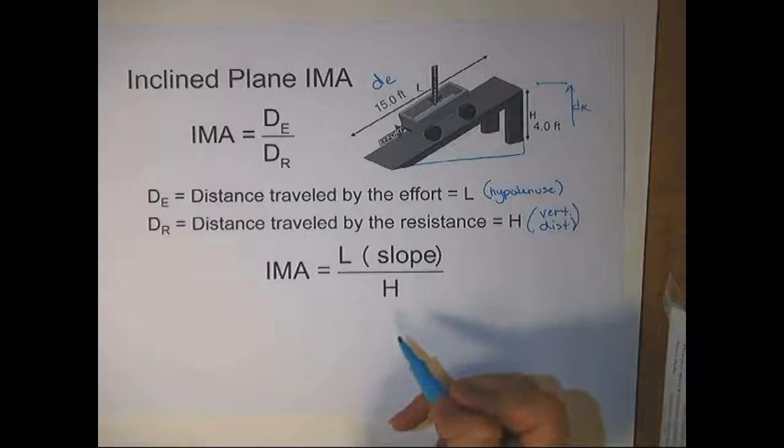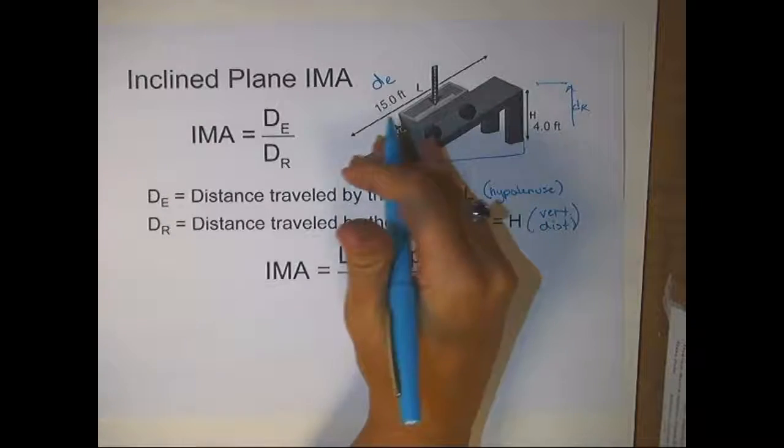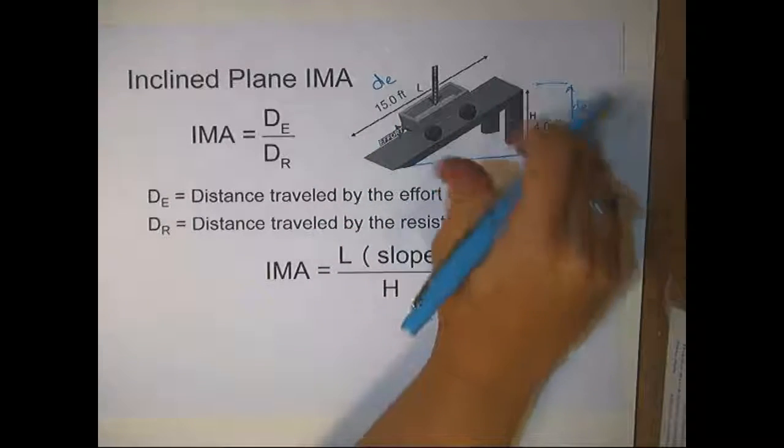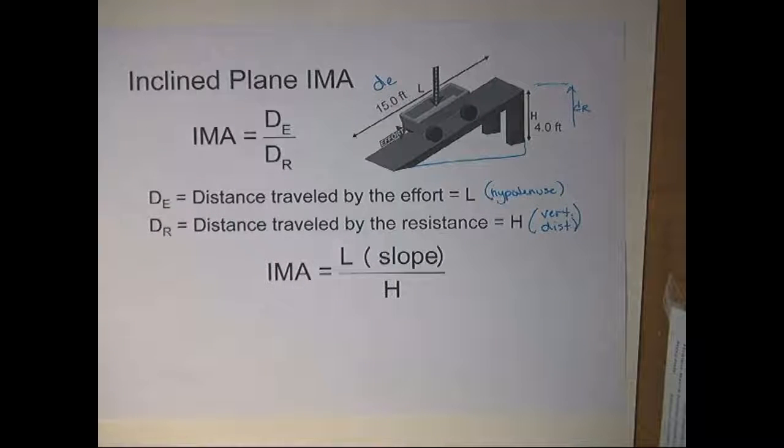So the way they wrote it in your formula is this is L, the slope part, the slanted part here, and then H is the height going up and down. So it's still dE over dr. They just use different letters on your formula chart to kind of give you a hint on which numbers you're looking for there.